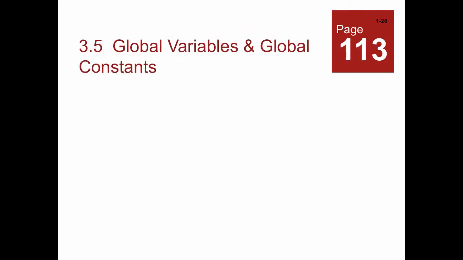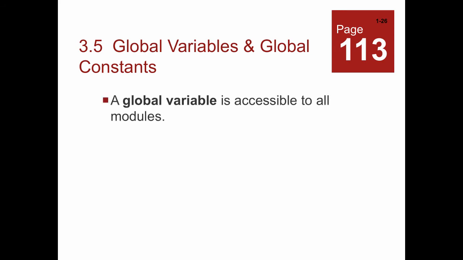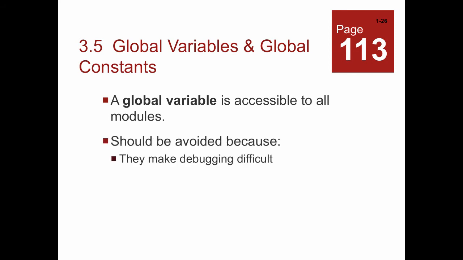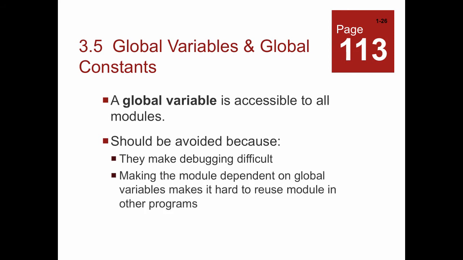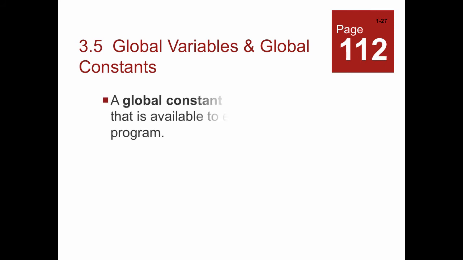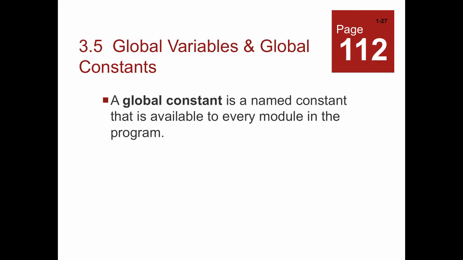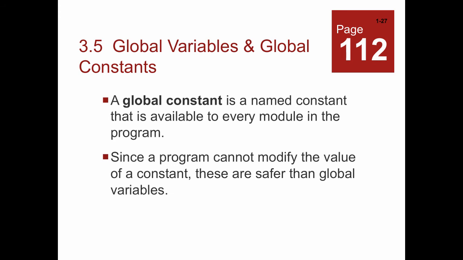By the same token, you'll have this thing called global variables. So we had local, and now we have global variables. That's the other kind, and that's a variable that's accessible by all modules. Basically, this is not a good thing. You want to avoid those whenever possible because, first of all, they make debugging difficult, but also it makes the module dependent on global variables, and it may be hard to reuse the module in the future. They also make the program very difficult to understand. So a global constant is like a named variable but it's like a constant as well. So that's available to every module in the program. Since the programs can't modify it, it's much safer than a global variable.